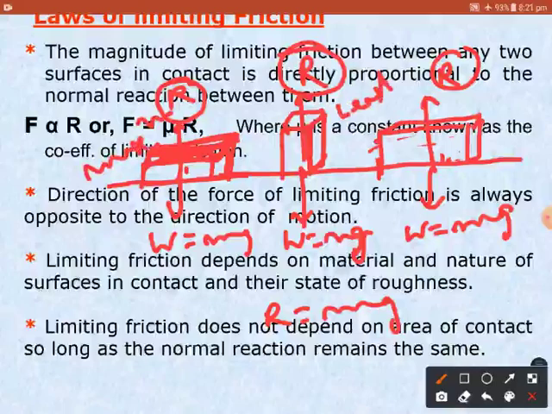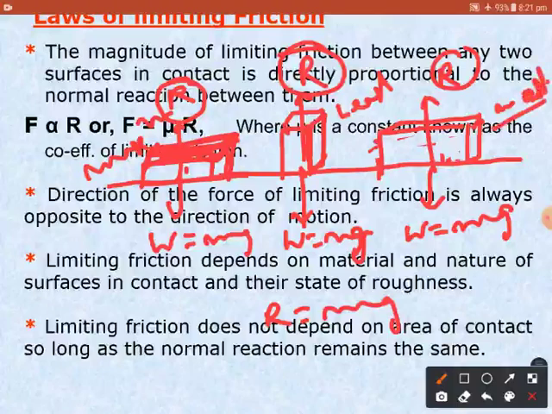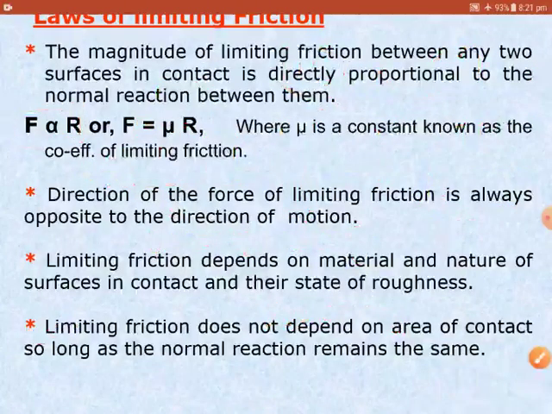Why? Because it is in the standing position, and now this is in the sitting position. This is in between, that means medium, you can say. The area of contact is medium in this case. So what happened? Even though the areas of contact are different, the force of friction remains the same. So that is what it says in the last law, that limiting friction doesn't depend upon the area of contact so long as the normal reaction remains the same.